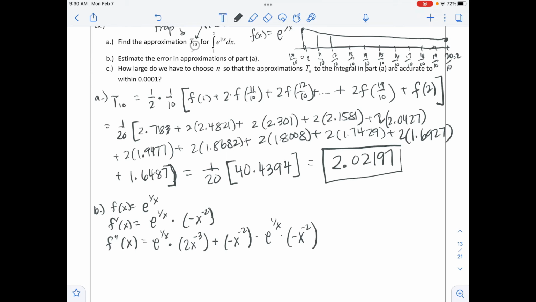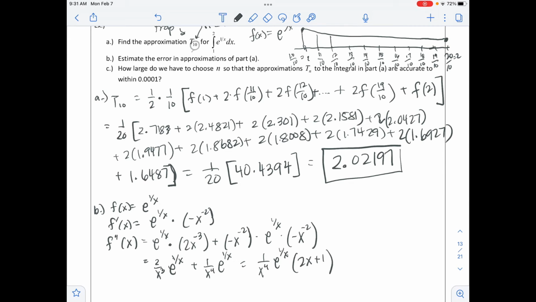So from here, we get 2 over x cubed e to the 1 over x, plus we're going to end up with 1 over x to the fourth e to the 1 over x. So we're able to factor out 1 over x to the fourth, and also an e to the 1 over x, and we'd be left over with 2x plus 1.